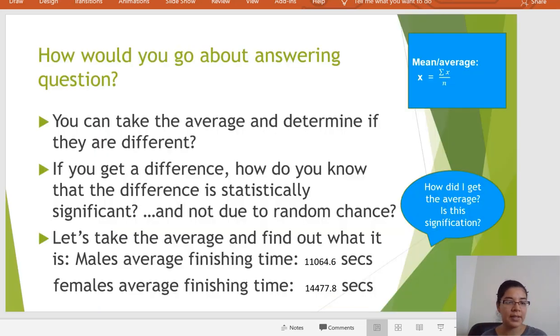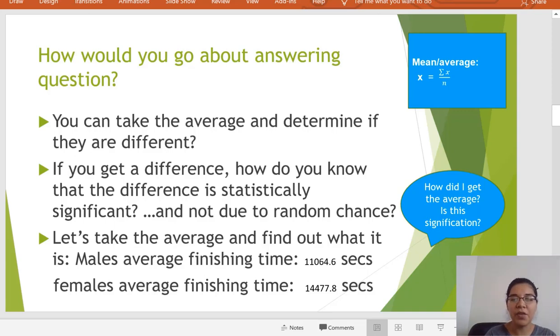So how would you go about this? You can take the average to determine if they are different: the average finishing time for males and the average finishing time for females. If you get a difference, how do you know that it's significant and it's not due to random chance? That's where the student t-test comes into play. You're comparing the means of two data sets. And with the student t-test, you could determine if this is a significant difference not due to random chance, or it's not significant, it's due to random chance.